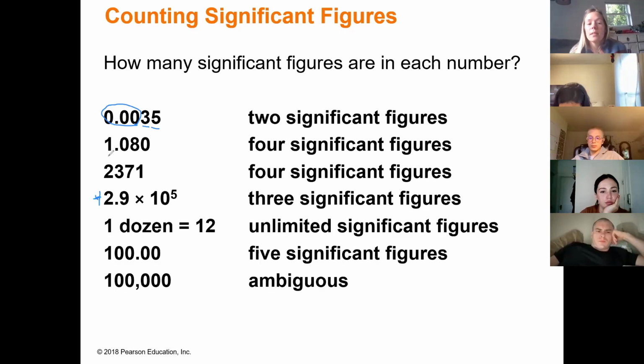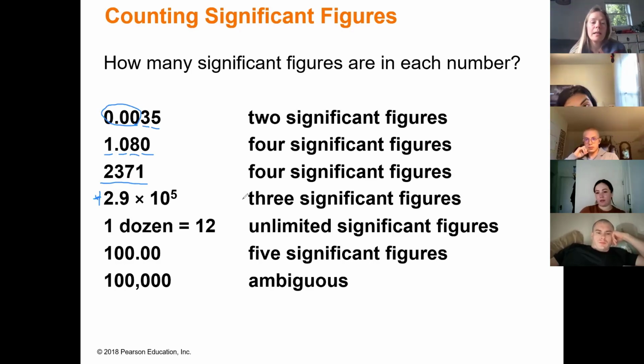This one here, 4 significant figures. The 1 and the 8 are significant. The 0 in the middle is significant because it lies between 2 significant figures. And then the 0 at the end is significant because it comes after the decimal, telling us something about precision. This here, 4 significant figures. They're all non-zero numbers. That's an easy one.